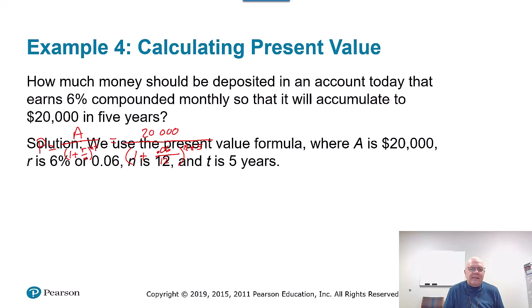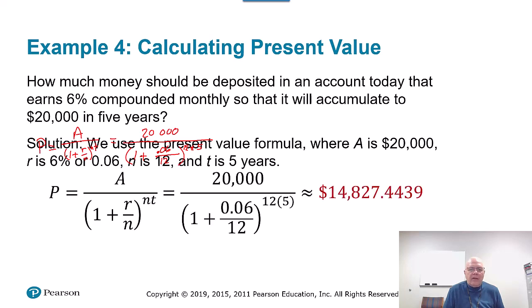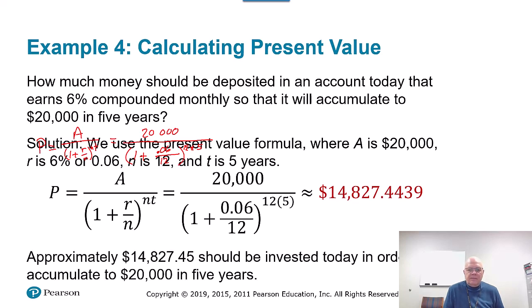There are the pieces. There they are put in the formula. A little bit nicer writing, but it's still the same thing. And you end up with 14,000 and so on after 5 years. Invest that today, and 5 years from now you'll have $20,000 at 6% compounded monthly.